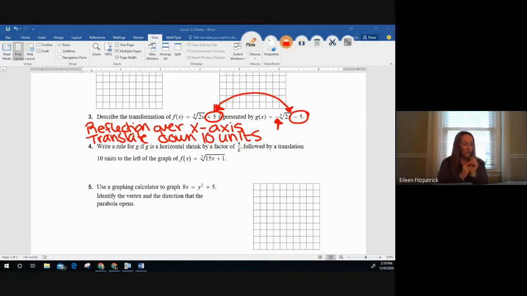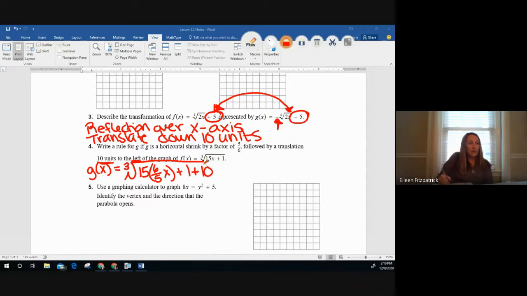All right. So let's first take care of the horizontal shrink. So with the horizontal shrink, it's going to be the cube root of 15, and then inside the parentheses with the x, 6/5 x plus 1. All right. And then it says translates 10 units to the left. 10 units to the left means I'm going to have a plus 10 underneath the radical.